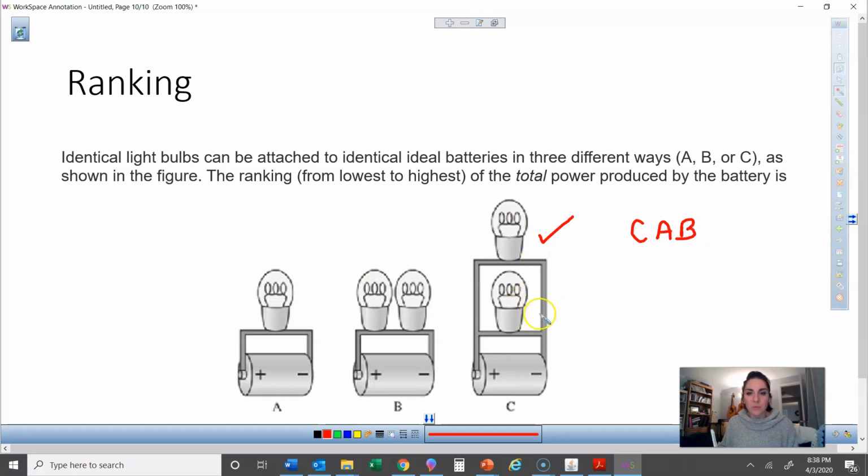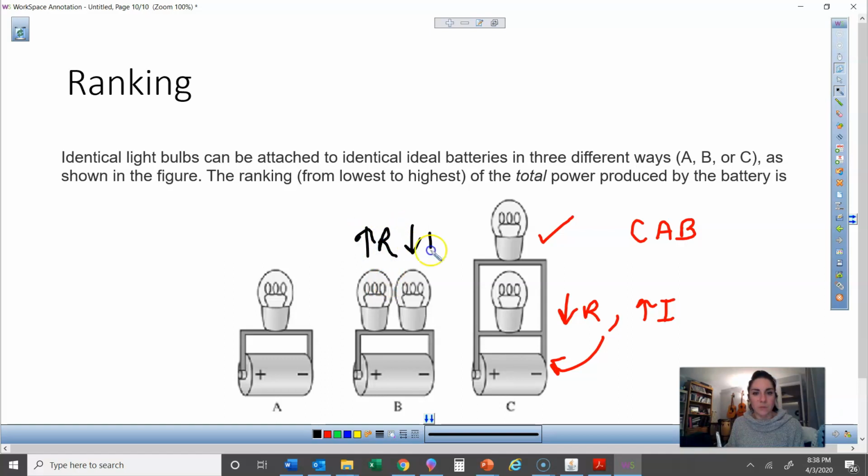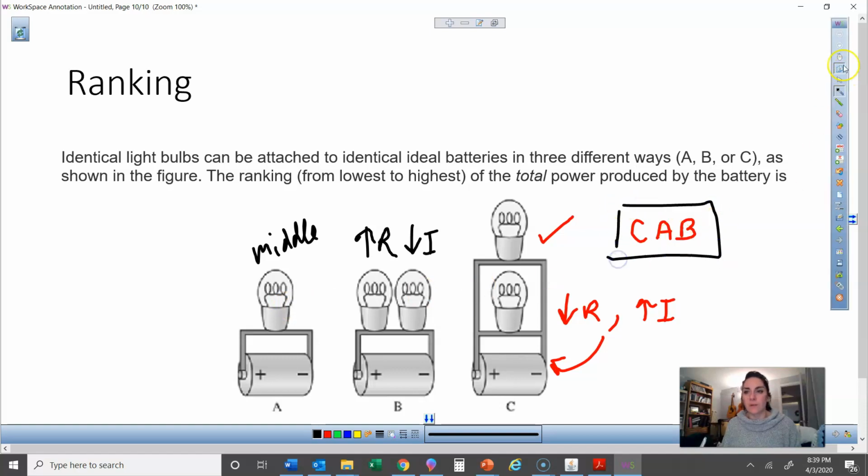Now the reason why is because when you put things in parallel, you reduce the resistance, which means automatically I is going to be higher in a parallel. Now this one, if you put them in series, this is going to increase resistance, which means it's going to reduce current. And then comparatively, this is in the middle because this lowers resistance, this increases resistance, this decreases resistance, so that puts this in the middle. So that would be the order of this one right here.